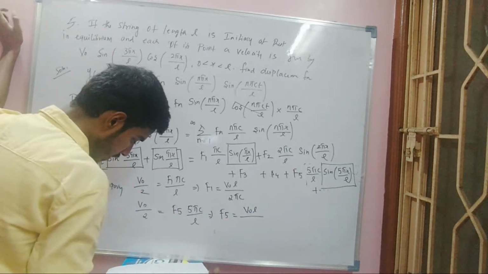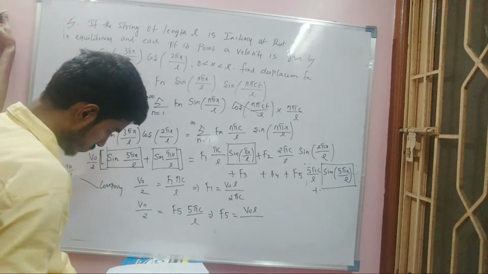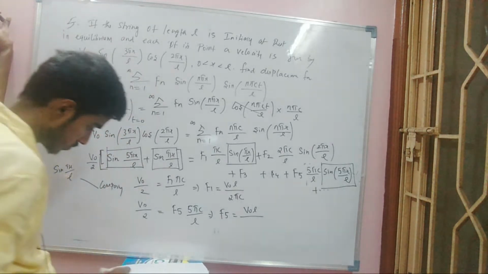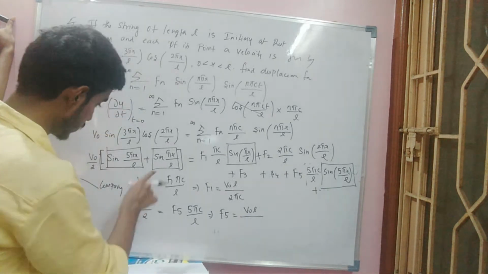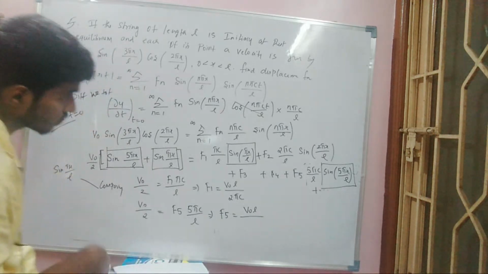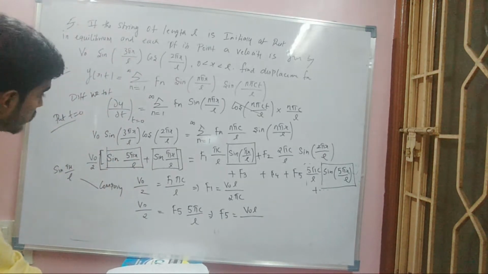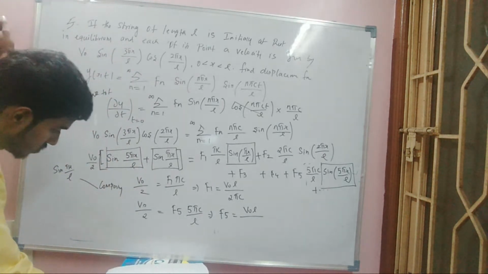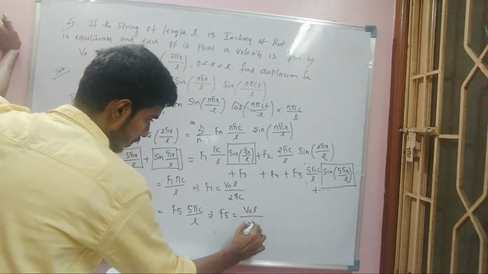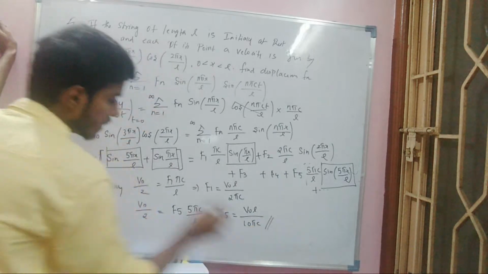v naught by 2 sin πx and 5πx by L, f5 5πc by L. So this will be 10πc. So this is the value for f5.